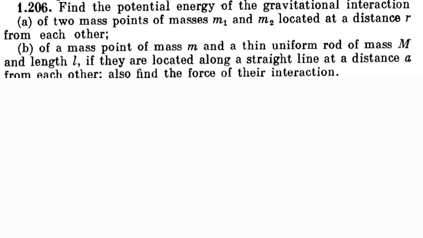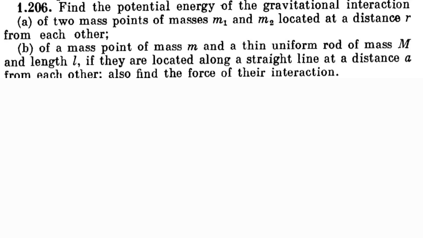So let us deal with problem number 1.206. It is the 8th problem in this series. So the problem is stating, find the potential energy of the gravitational interaction of two mass points of masses m1 and m2 located at a distance r from each other.